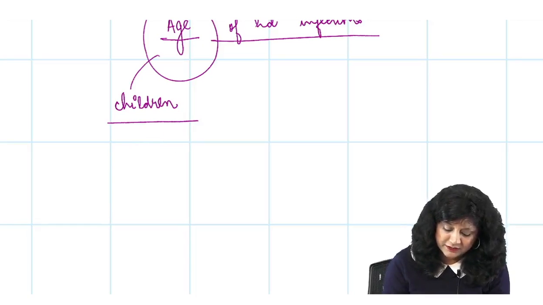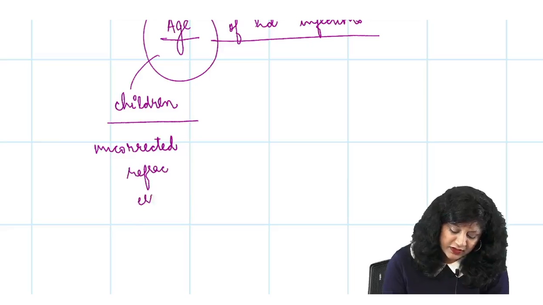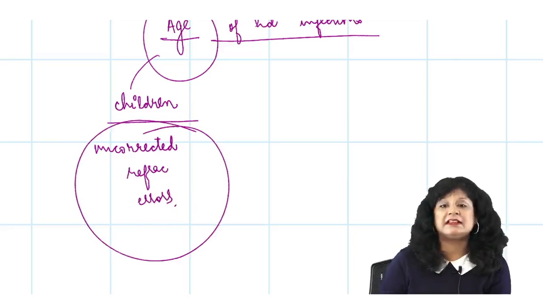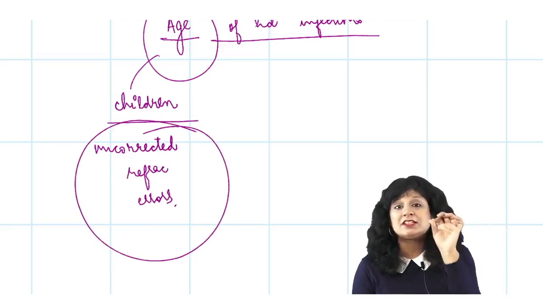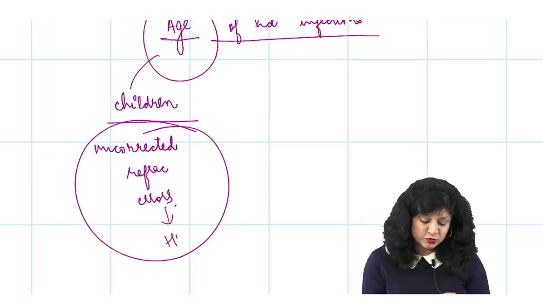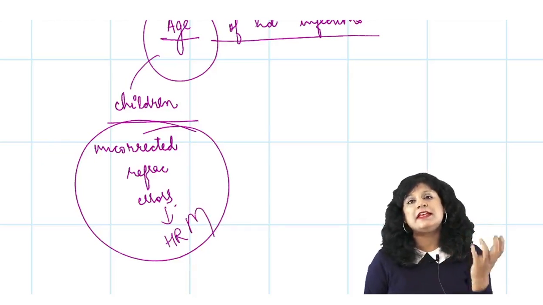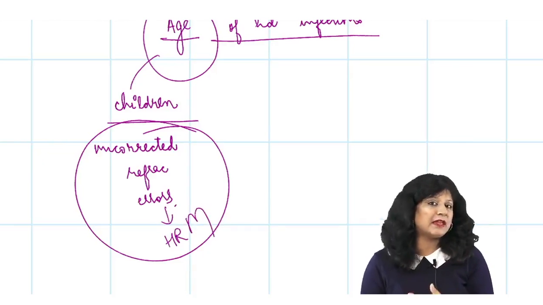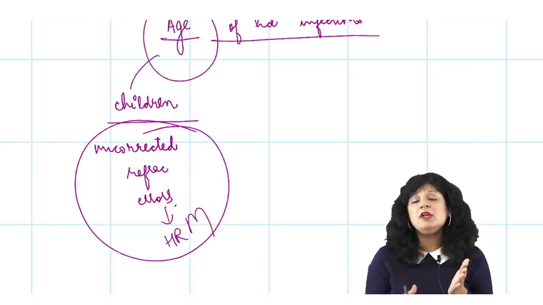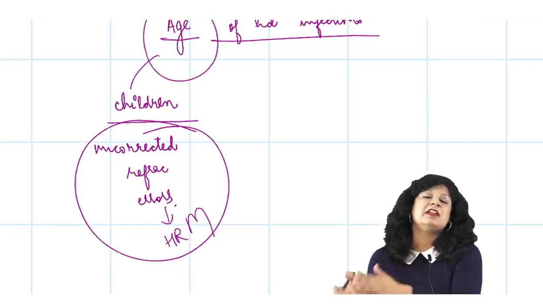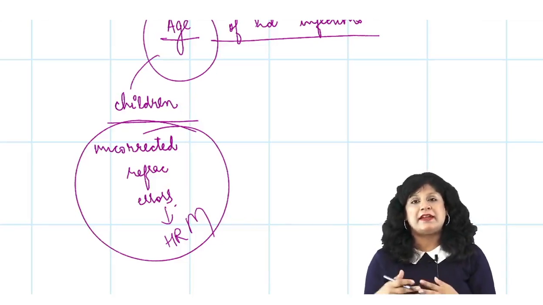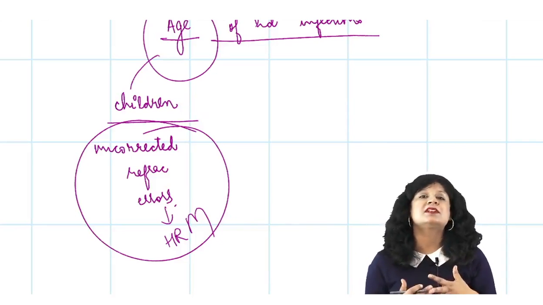Uncorrected refractive errors. So in children, this is one of the most common causes of lid infections, because they have uncorrected refractive error, and especially it is hypermetropia. You know all babies are hypermetropic at the time of birth. Now if they remain hypermetropic even after 5 to 7 years, and are not corrected by spectacles, what is happening?